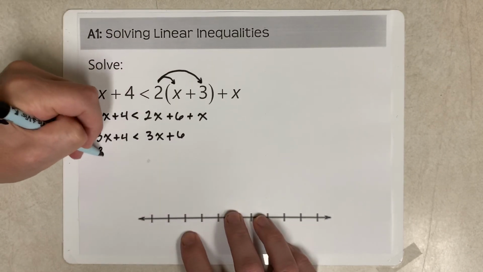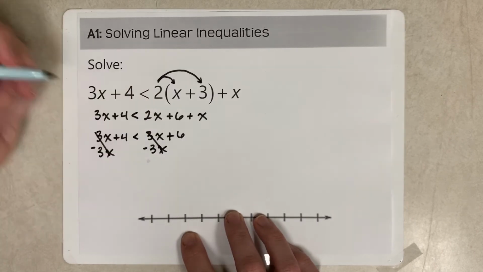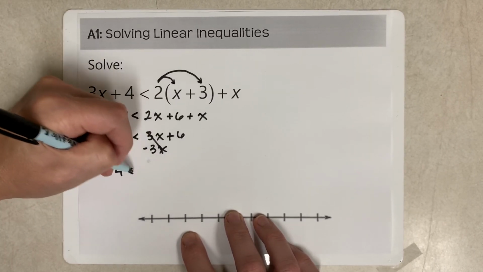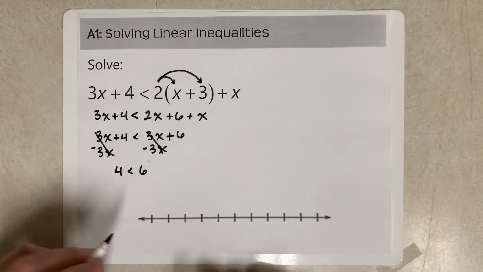Well, if I subtract 3x on both sides, those cancel, and I get 4 is less than 6. So again, my variable's canceled. And did it leave a true statement or a false statement this time? Is 4 less than 6? And the answer is yes.